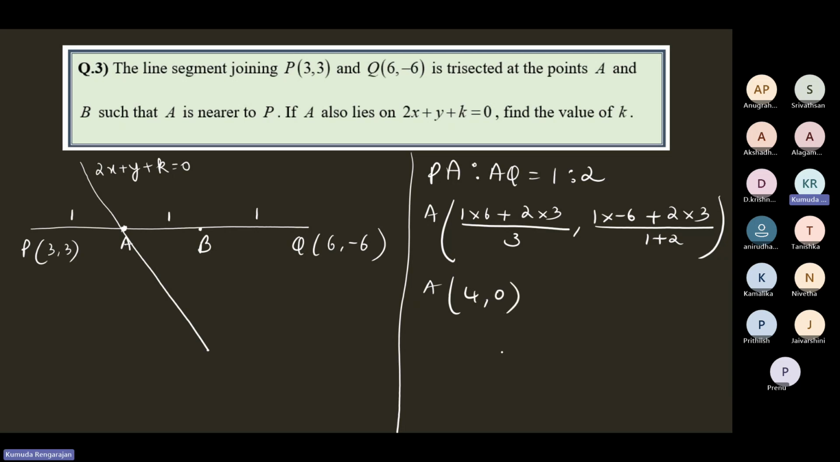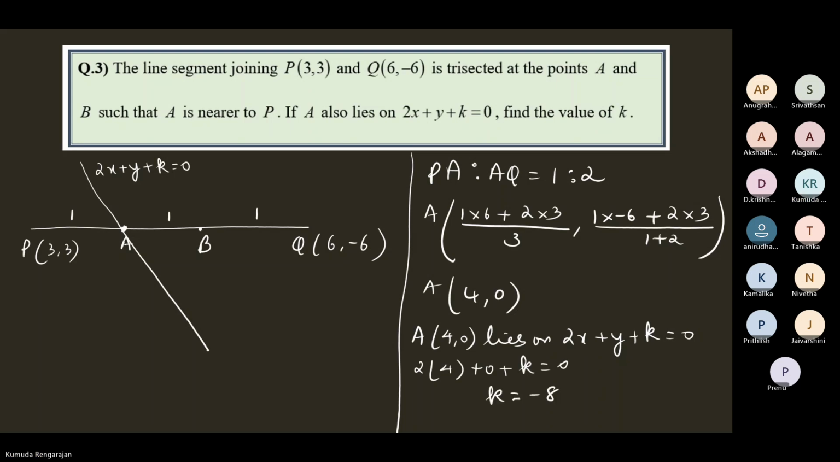Now, this one lies on 2x plus y plus k is equal to 0. So it will satisfy the equation. So A(4, 0) lies on 2x plus y plus k is equal to 0. So it will satisfy the equation. So 2 into 4 plus 0 plus k is equal to 0. So k is equal to minus 8. The value of k is minus 8.